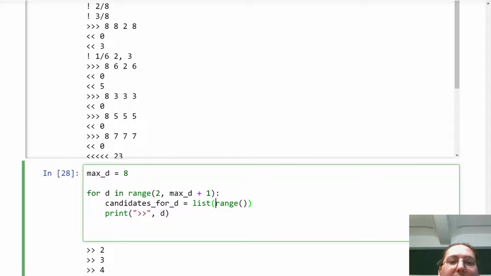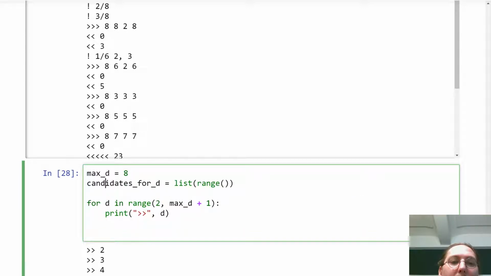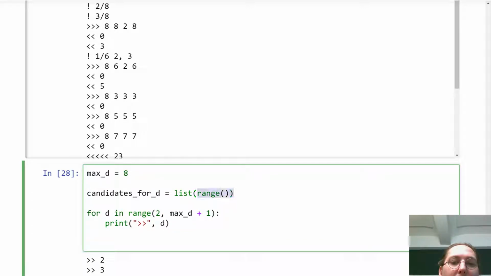Start a global variable. You have for D in range 2 to max D plus 1, and for each D, you are now going to fill in the number in the array, and then in the end count them all. So candidates for D is like that. Okay. And now I guess D, yeah, now you do an if before the print. Oh no, you can just do it after the print.